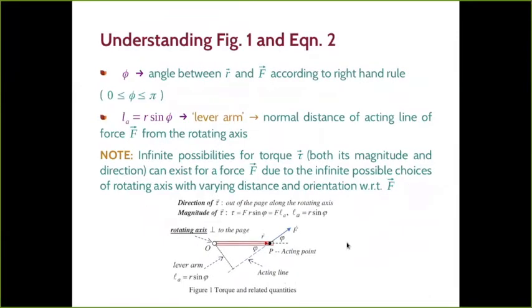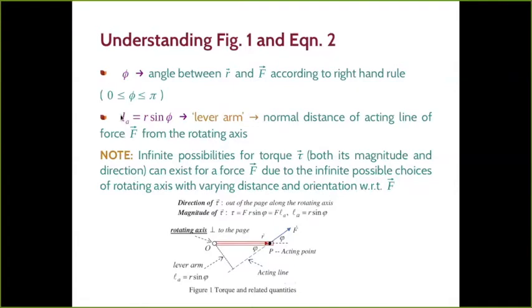Next, we try to understand figure 1 and equation 2 that we mentioned in the previous slide a bit more. So figure 1 over here is the same. And as I said before, phi is this smaller angle between your r and F and not the bigger one. As such, you see over here, phi should be between 0 and pi, and it cannot be bigger. But also be careful, even if it is between 0 and pi, you should be careful in choosing it in the proper way.